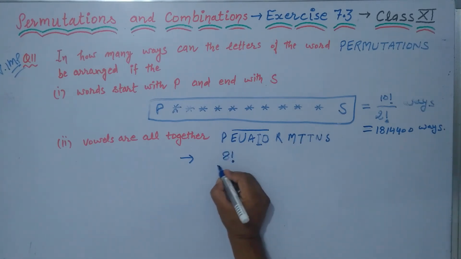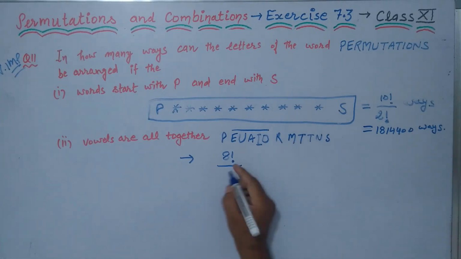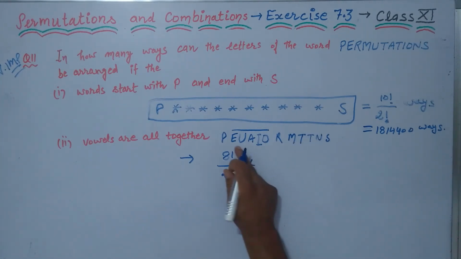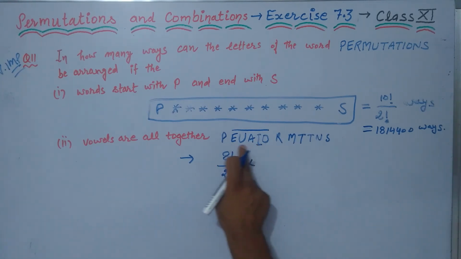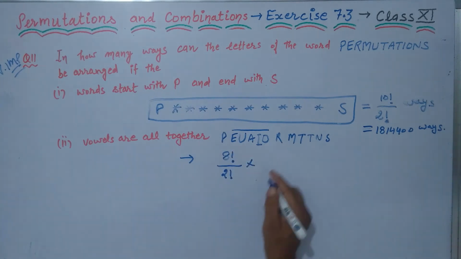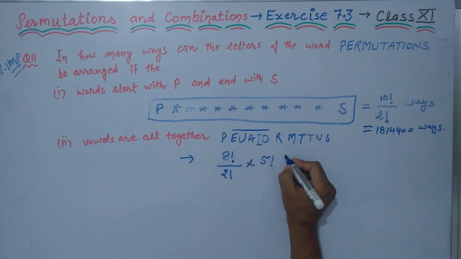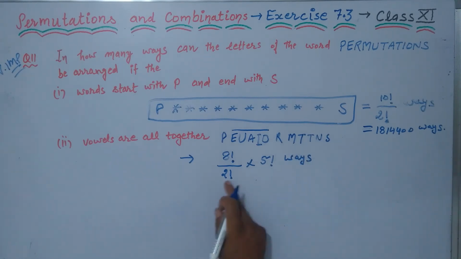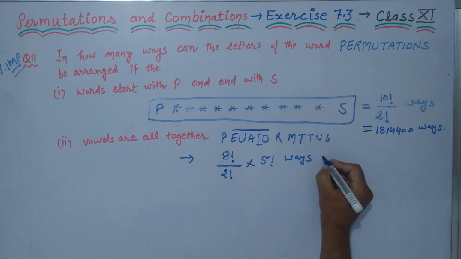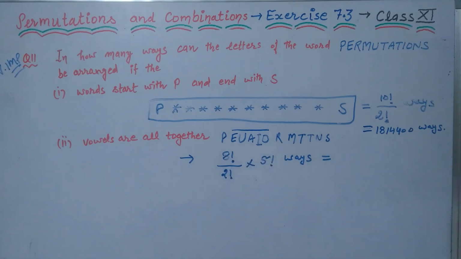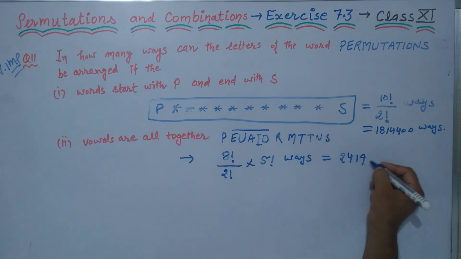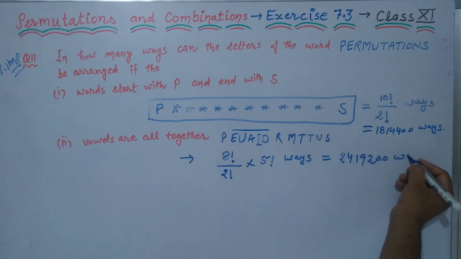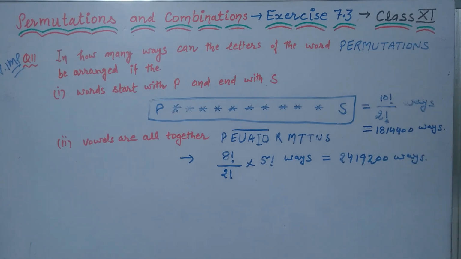8 factorial, out of which T is repeated 2 times. One more thing, these are 1, 2, 3, 4, 5 vowels, they mutually may be arranged in 5 factorial ways. So this is the required number of ways. The result of this calculation will be equal to 24 lakhs 19,200 ways. Okay, now coming to the last part of the question.